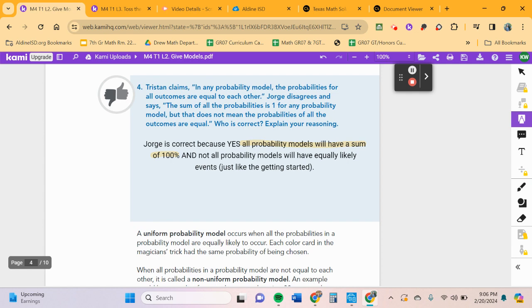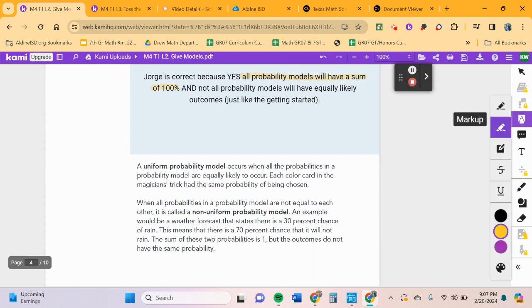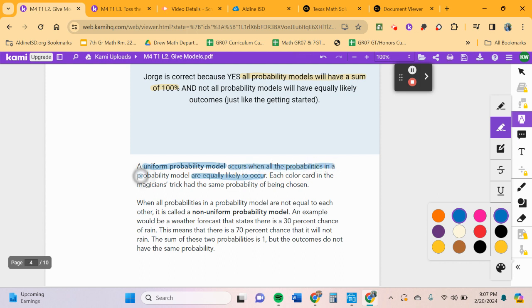Alrighty, let's continue. To sum up this activity, we're going to highlight and understand 2 new vocabulary words. So let's read. It says, a uniform probability model. Let's go and highlight that. I'll use blue. A uniform probability model occurs when all probabilities in a probability model are equally likely to occur. When all the probabilities in the model are equally likely to occur. Each color card in the magician's trick had the same probability of being chosen.